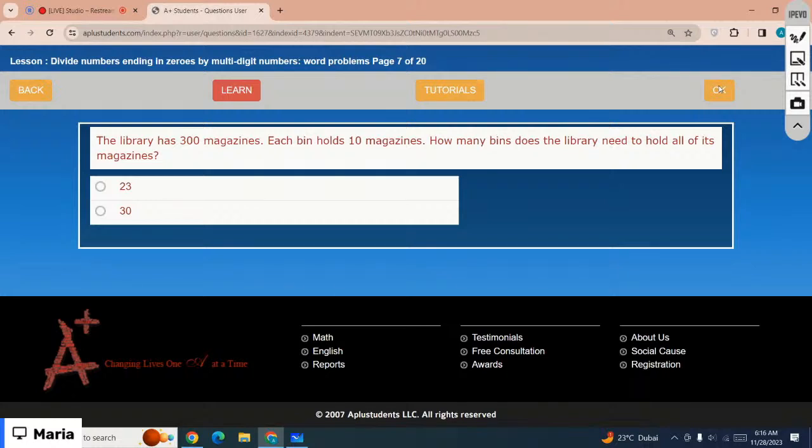Yes, the correct option is 30. The library needs 30 bins to hold all the magazines. The correct option is 30.